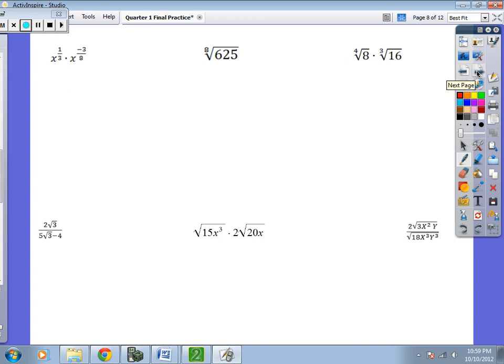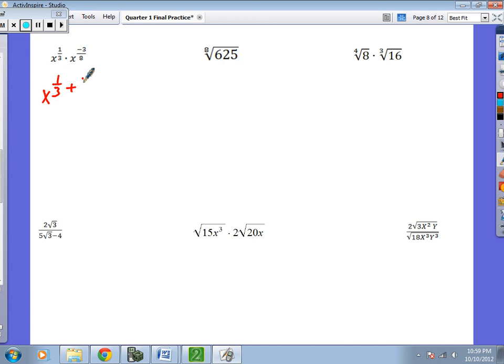Okay, these guys from your first test, problem number 1, you're going to add the exponents. So it's going to be x to the 1/3 plus negative 3/8, because you're multiplying two powers, add the exponents.